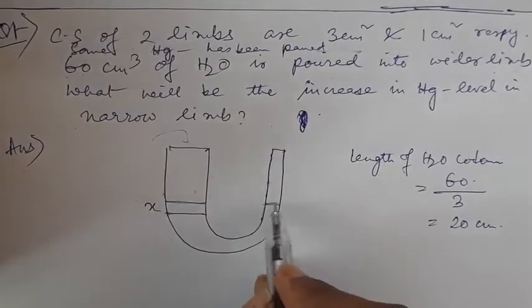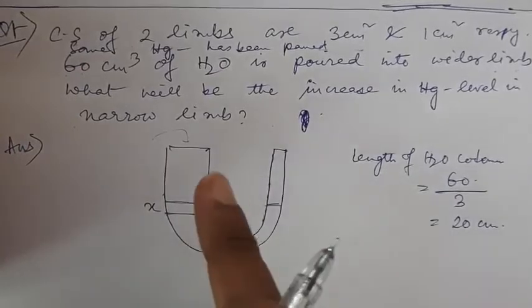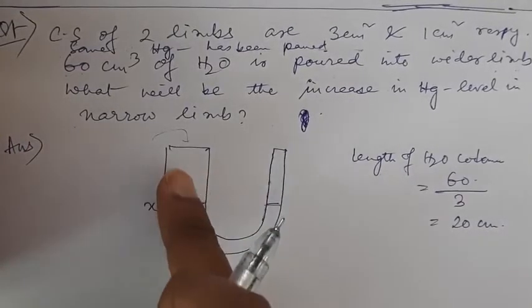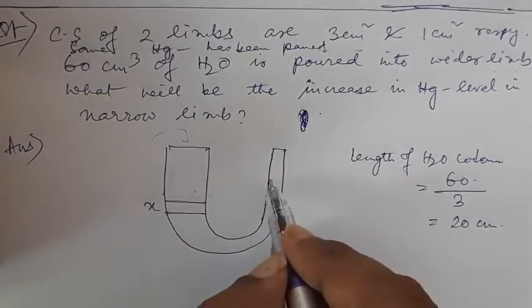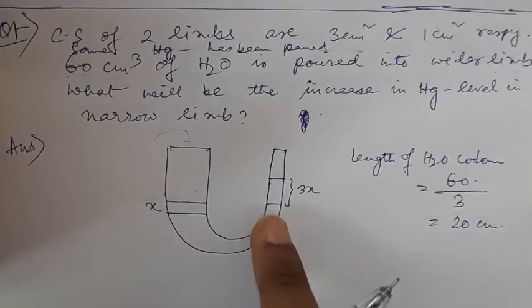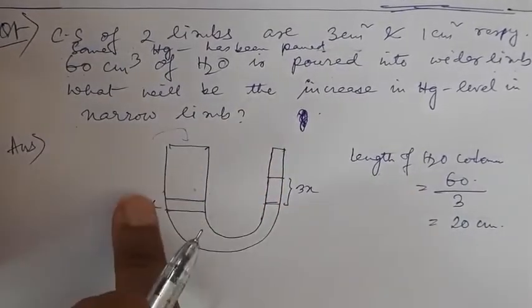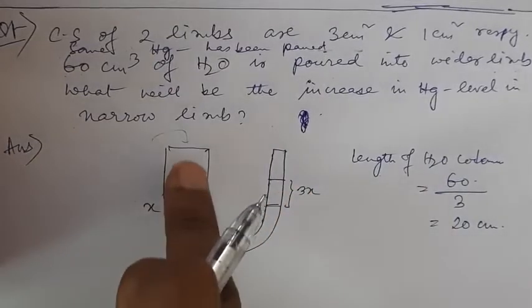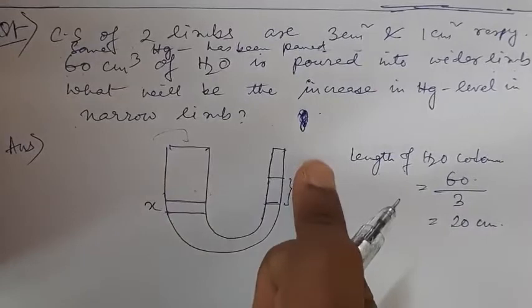So there will be a rise in the liquid level in the second limb, but as the limb is thinner, the liquid level will rise by a distance of 3x, because the area of cross section is 3 times less than that of the thicker limb. So if the liquid level falls by distance x in this, the rise in the liquid level in the second limb will be 3x.